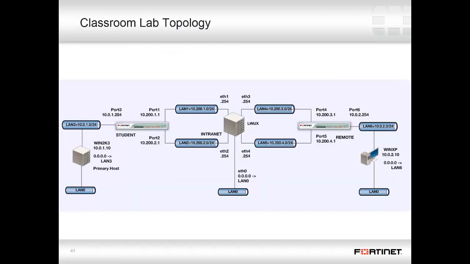This is a look at the topology you'll be using in the lab. The machine you will be working from, your landing machine, has an IP address of 10.0.1.10. You will also have access to two FortiGate units whose IPs are 10.0.1.254 and 10.200.3.1. The two FortiGate devices are called Student and Remote. If the lab requires you to connect to any of these devices, instructions will be provided in your student lab guide.